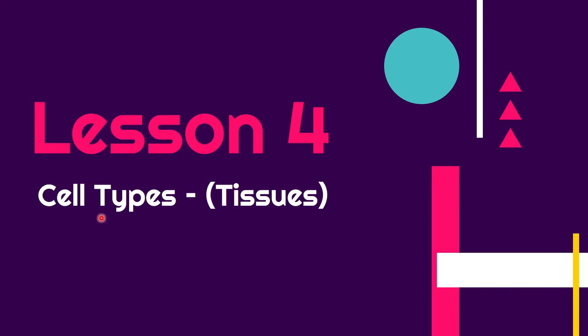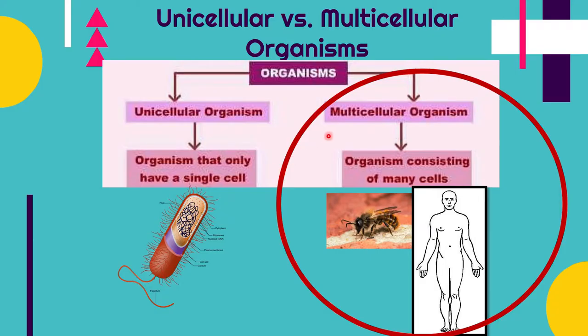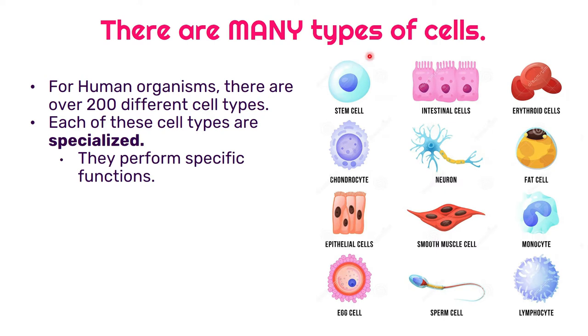Lesson 4 is about cell types. For this lesson, we will focus on multicellular organisms, particularly the human organism. We humans are multicellular, or composed of many cells, but these many cells are of different types. For human organisms, there are about 200 different cell types. And the different cell types you see here are just some of these 200. For this subject, we can only get to know some of them, but not all of them, okay?